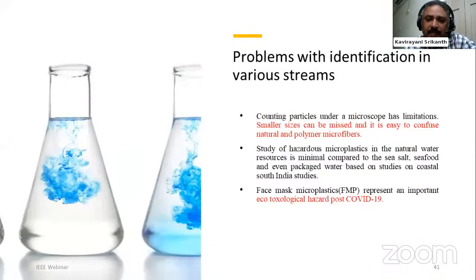So what are the problems that are being identified? We are unable to distinguish. Smaller size can be misinterpreted as a natural fiber. And then these days after COVID-19, the ecotoxicological hazards that are post COVID-19 are also to be seen after the usage of our masks that are being recycled again.